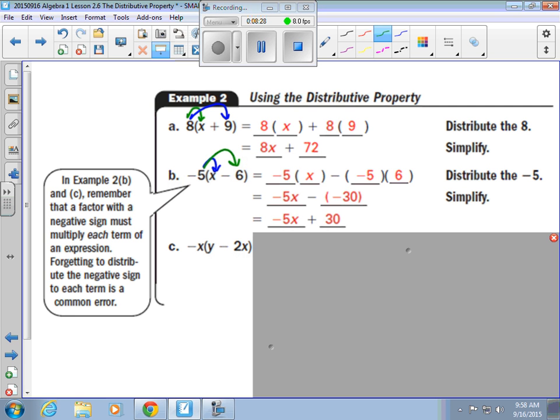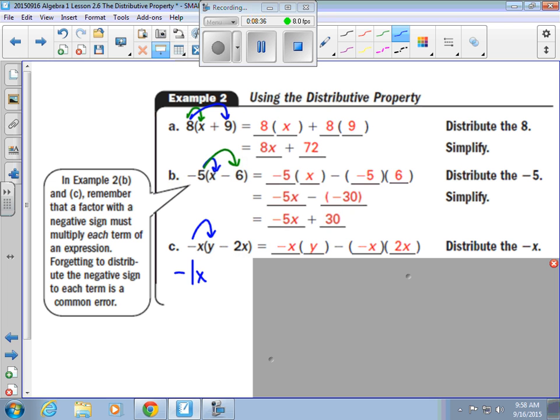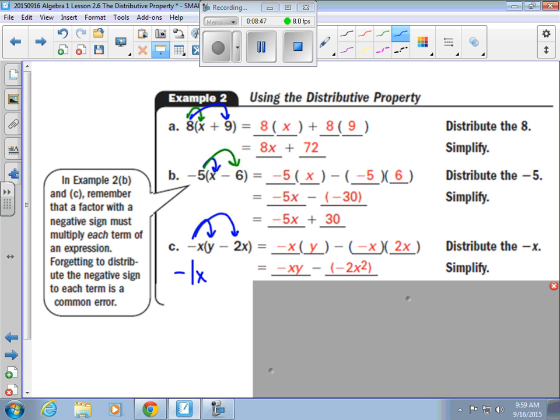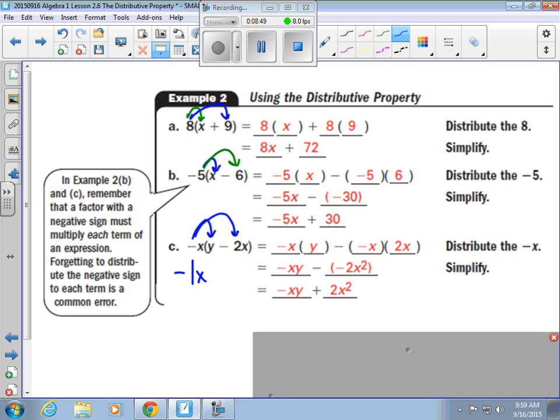And this negative x, this acts just like negative 1x if you forget. So negative x times y is negative xy, and negative x times negative 2x, a negative times a negative is going to be a positive 2. And since we're multiplying x times x, it'll be positive 2x squared. So negative xy plus 2x squared.